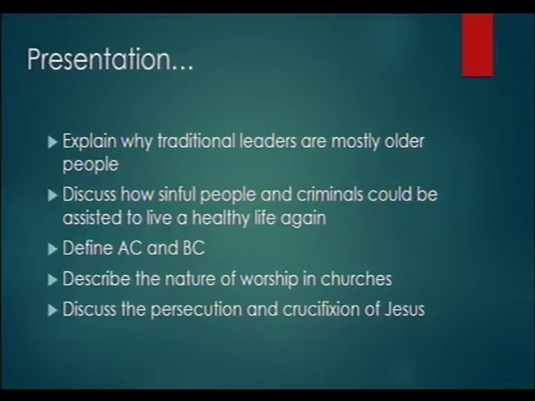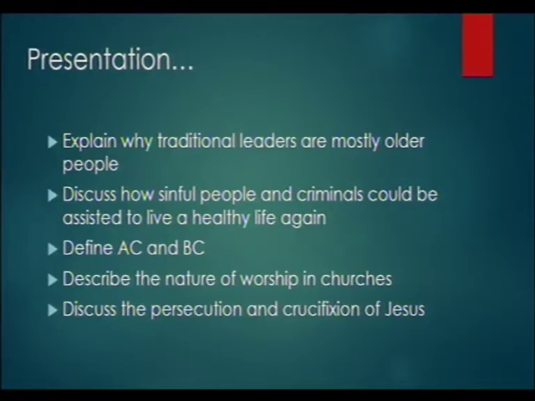And the other aspect that you should also be able to do is to define AD, Anno Domini, and BC, Before Christ. What do they mean? A deeper definition, apart from just the meaning of the acronyms, but get to a deeper understanding of what AD, Anno Domini, and BC, Before Christ, are. What do they really mean? What are they really referring to?